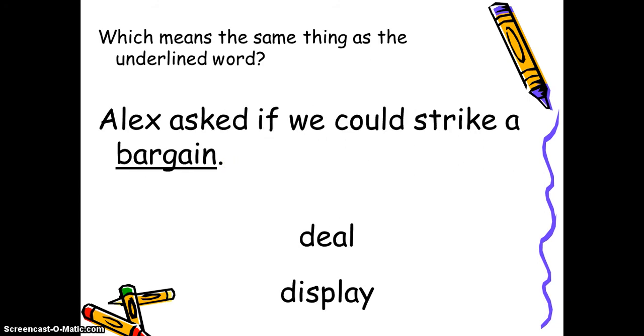Alex asked if we could strike a bargain. Would that be a deal or a display? Blow it in your hand. Hold it above your head. Shake it about. 3, 2, 1. That's right, it's a deal. Deal would be a context clue that told you it was a bargain.